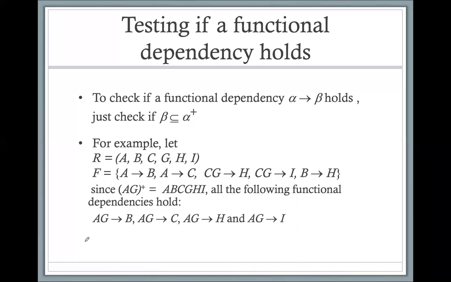AG determines A, AG determines B, AG determines C, AG determines H, and AG determines I. When we computed the closure of A, this gave me A, B, C, and H.